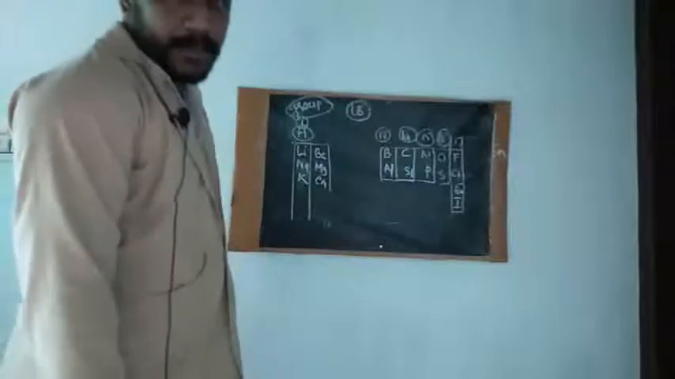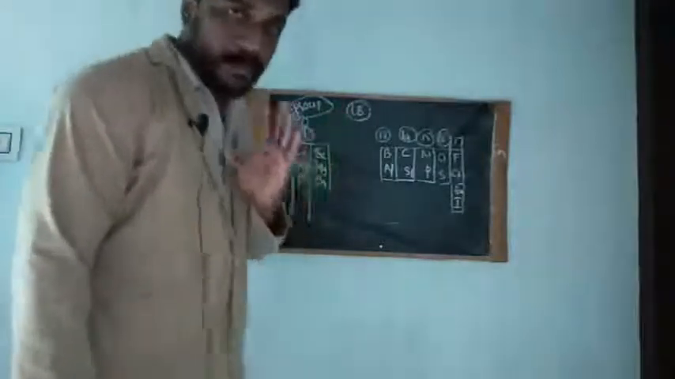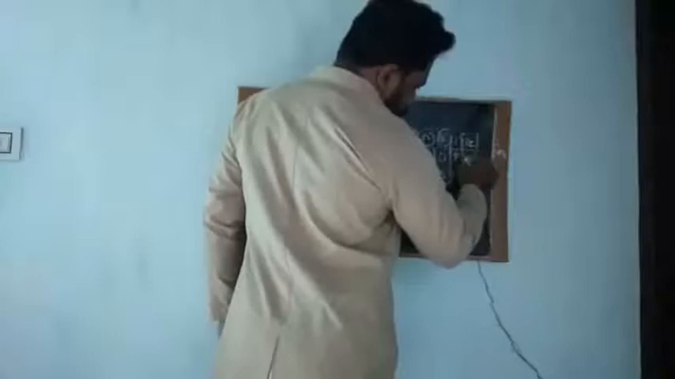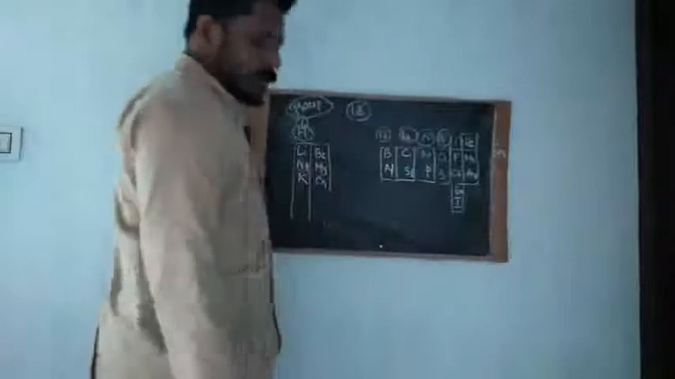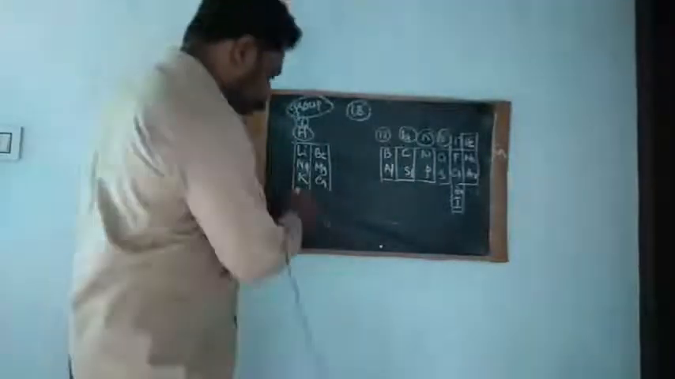Then we have the 17th group: fluorine, chlorine, bromine, iodine. And the 18th group: helium, neon, argon. Krypton, xenon, radon are there, but at least you have to learn these elements by heart.